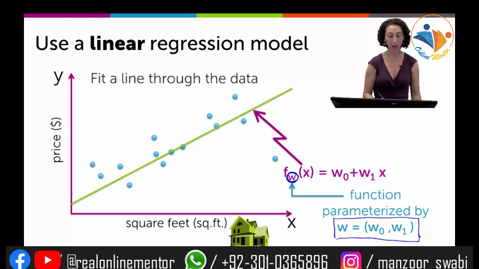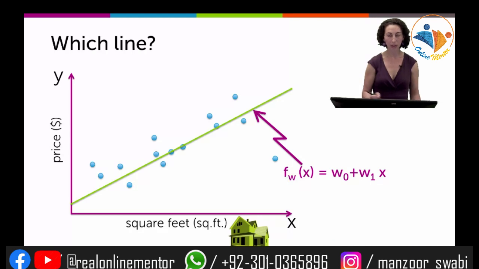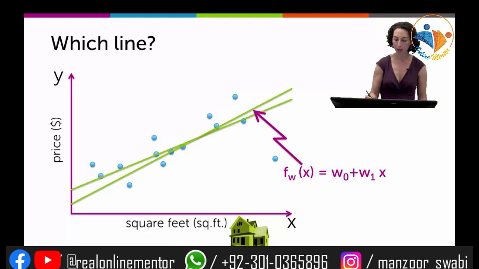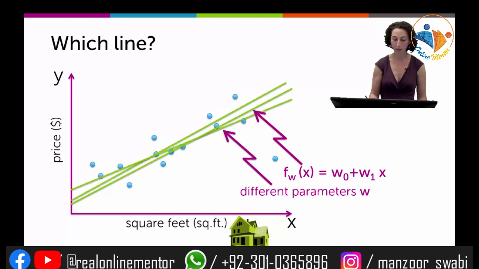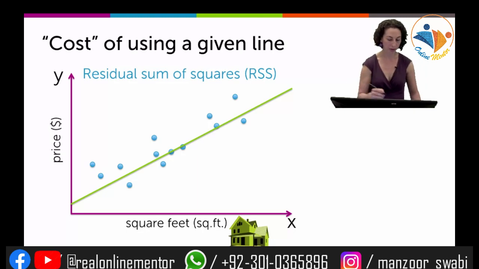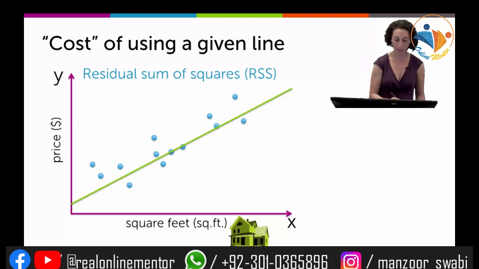Okay, so this is the line that we fit through the data, but a question is, which line is the right line or a good line to use for a given data set? So maybe we could draw this line or this one instead, and each one of those is given by a different set of parameters w. And the question is, which w do we want to choose for our model? Okay, well, to think about this, let's talk about defining a cost for a given line.